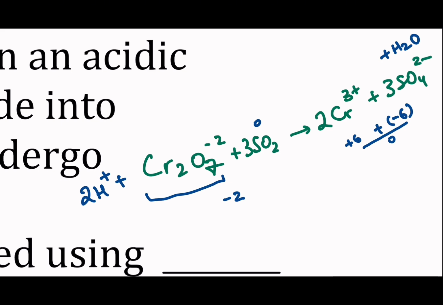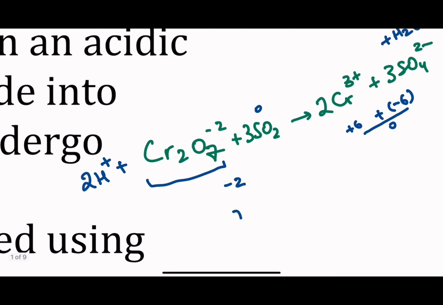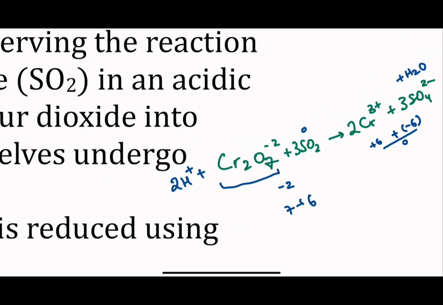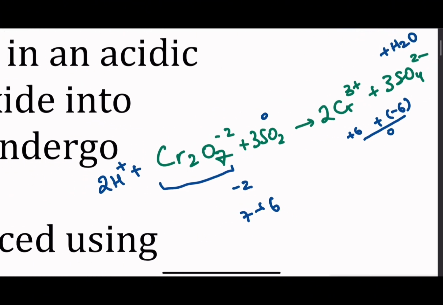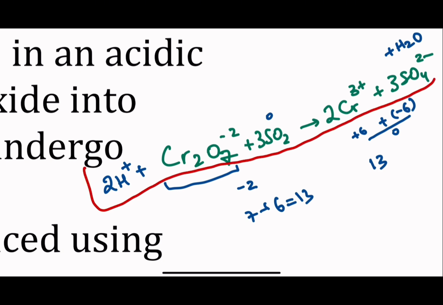Now, everything needs to balance. We will check for the hydrogens. So hydrogens are good, and we'll check for oxygens as well. If you check the left side, you have 7 plus 6 oxygens. Since we checked the hydrogens and the oxygens, the right side is 13 and the left side is 13. So everything is balanced. Now your overall reaction is this.